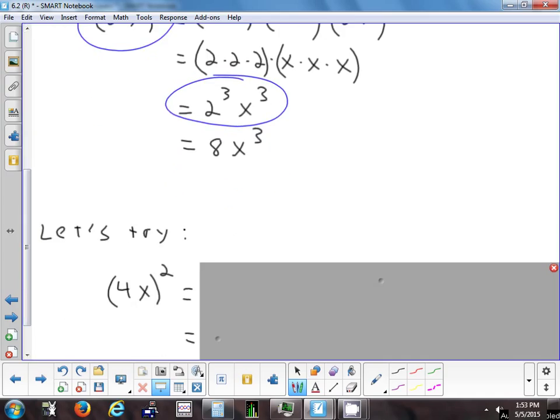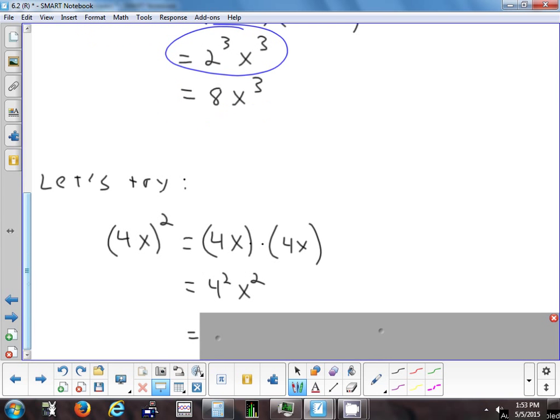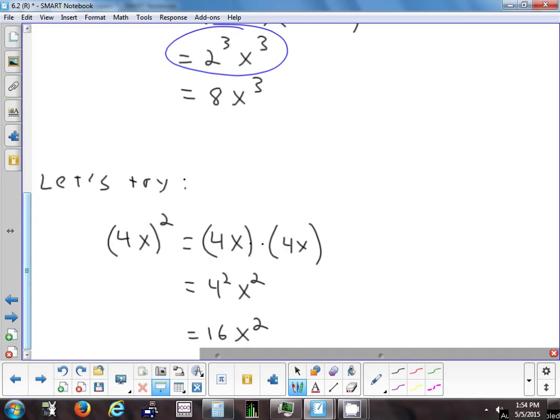So what are we going to do with the 4? Go ahead, Ben. We're going to take 4 and raise it to what power? Second. What about the x? Same thing. You're raising the 4 to the second power, and the x to the second power. If you can remember that, you can jump right to that step: 4 to the second, x to the second. What's 4 to the second? Not 4 times 2, but 4 times 4. 16.